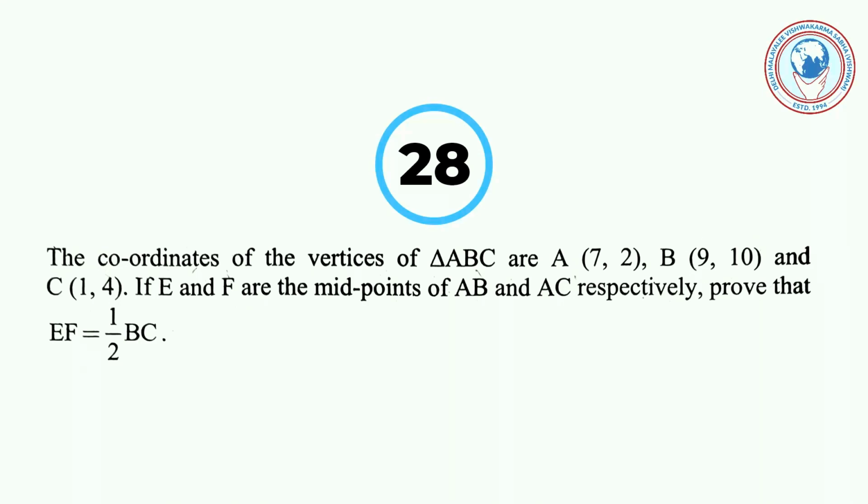Question number 28. The coordinates of the vertices of triangle ABC are A 7, 2, B 9, 10 and C 1, 4. If E and F are the midpoints of AB and AC respectively, prove that EF is equal to half BC.